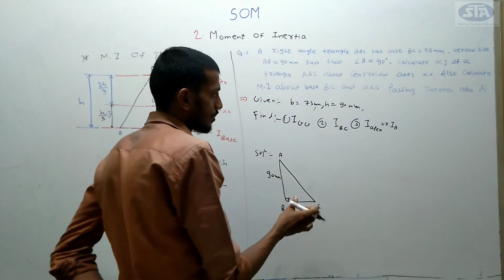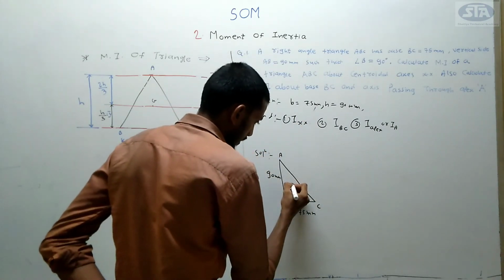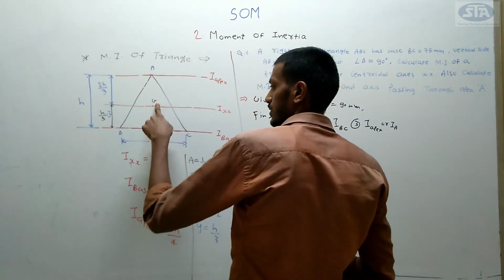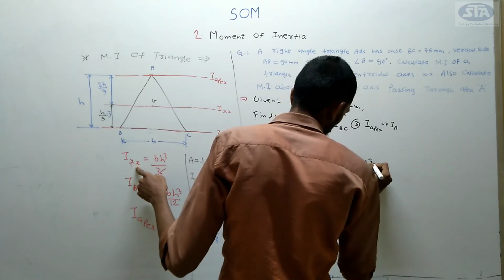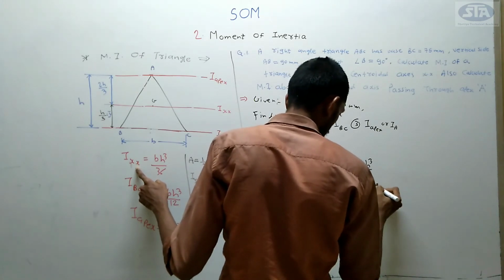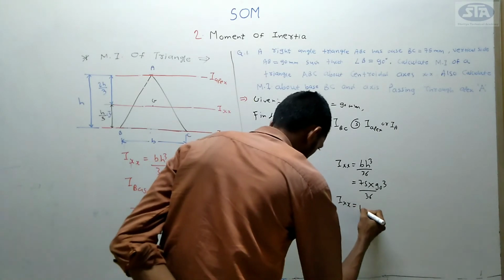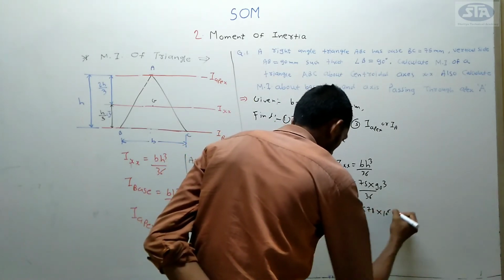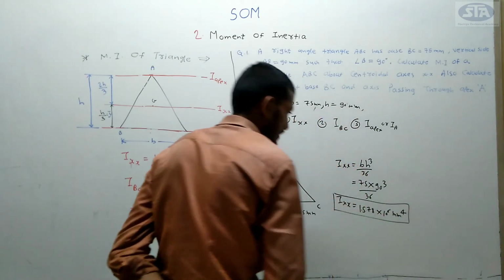Now go directly to the formula. We know the moment of inertia about the x axis passing through the centroid: Ixx is equal to bh cube divided by 36, where b is 75 and h is 90 cube, divided by 36. After the calculation you will get Ixx equal to 1.5178 into 10 raised to 6 mm raised to 4. This is your moment of inertia about Ixx.